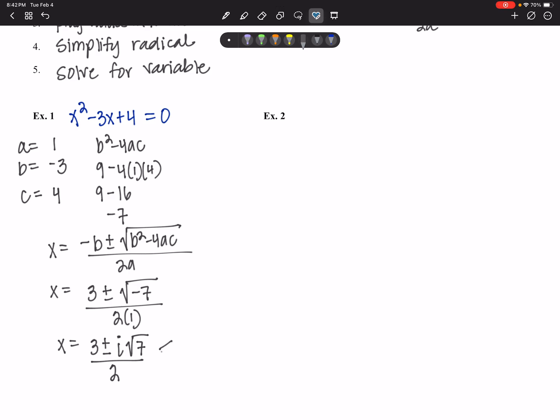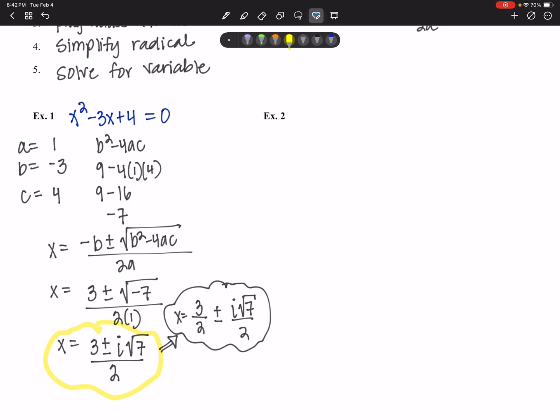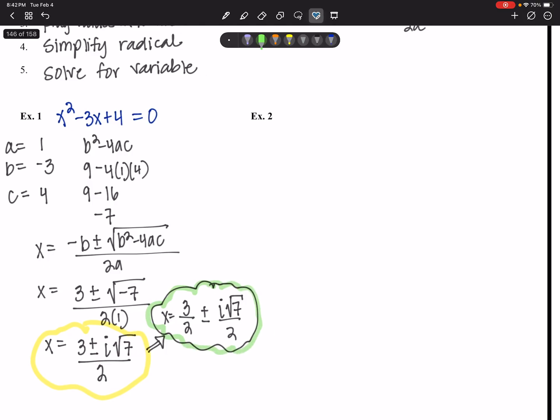Now we can write this as 2 answers: 3 over 2 plus or minus i times the square root of 7 over 2. So this 2 goes to both terms in the numerator. And that's actually how I'm going to show my answer. x equals 3/2 plus or minus i times the square root of 7 over 2. However, this answer would also be correct, but we need to make sure that we can recognize that both of those highlighted answers are the same.